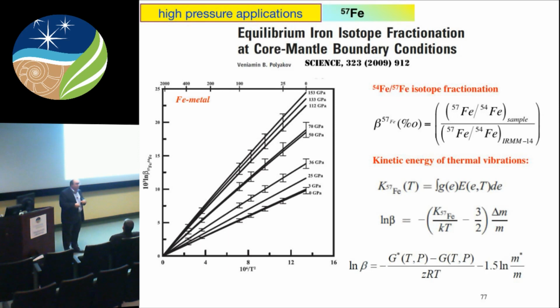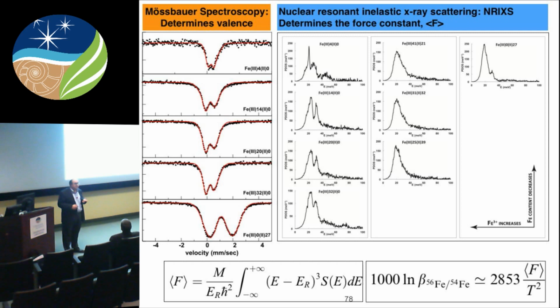So early on there was some confusion, but now I would say that measuring force constants and converting them into isotope fractionation is a scientifically sound method. So it works quite well now. They also tried to determine this as a function of valence.